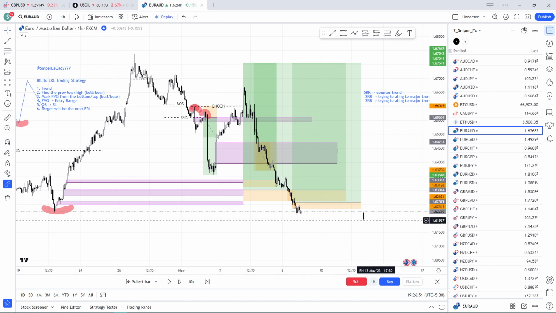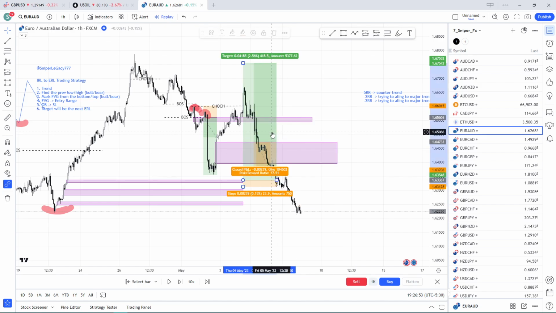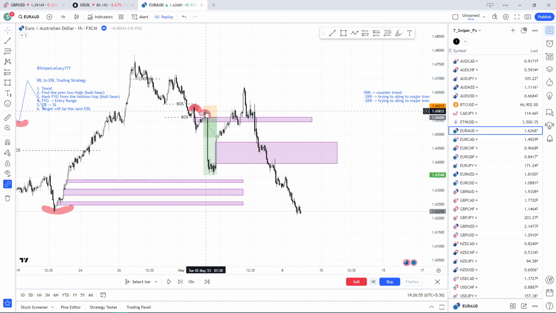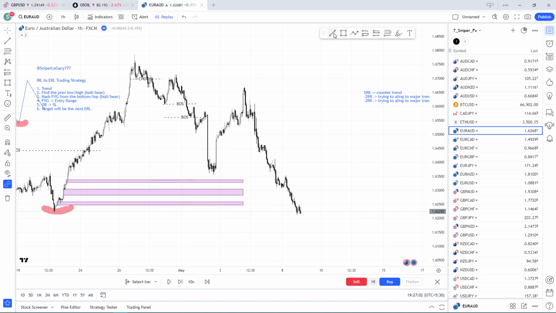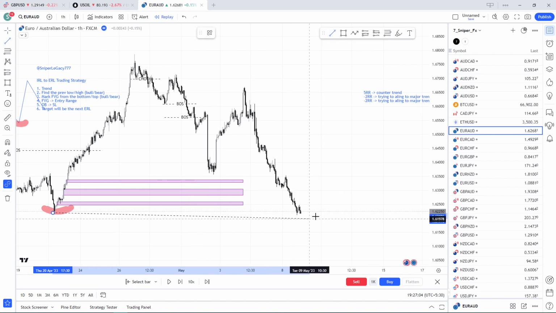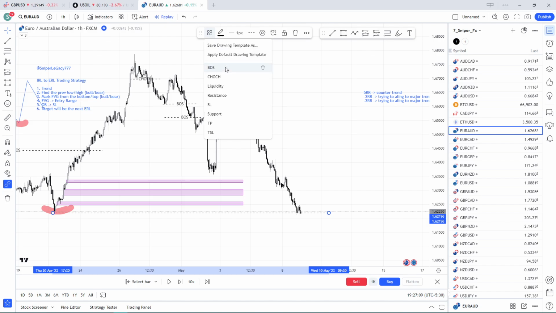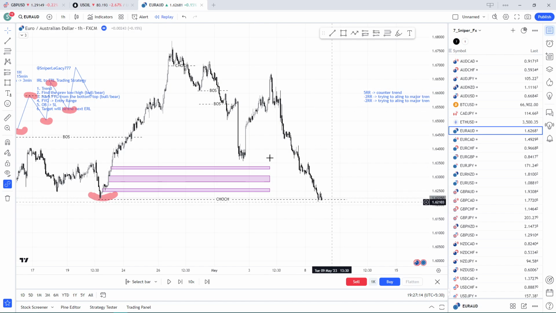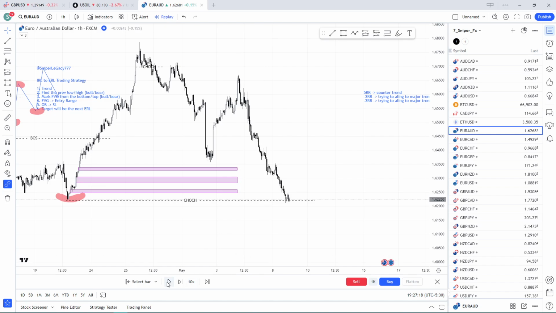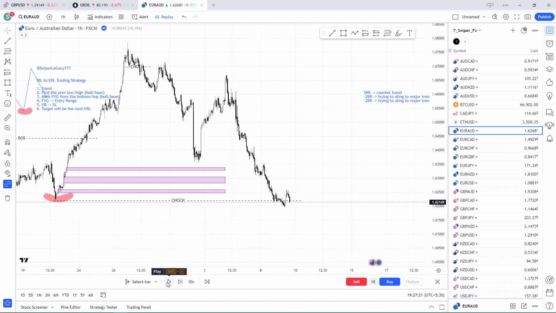Now I will delete all these things, because my analysis did not work, at least to align to the major trend. So now we have our bottommost area that I'm marking. If this breaks, then it will be a major trend change and we will move bearish. Yeah, it broke. See, it broke.